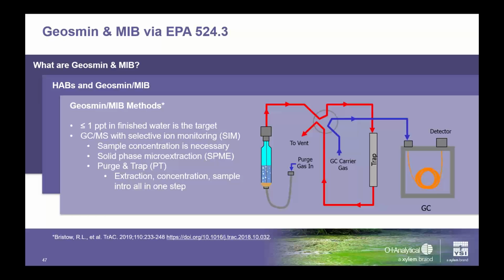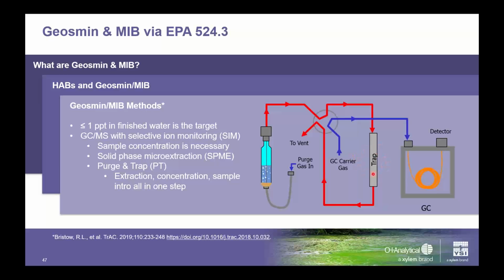And in a purge and trap system, it's a little bit different. It's a little more direct. You're not counting on that absorption, desorption in the same way. So what you do is the purge gas goes through the sample as very fine bubbles, and it pushes the Geosmin and MIB, excuse me, it pushes the sample onto the trap, on the purge and trap.